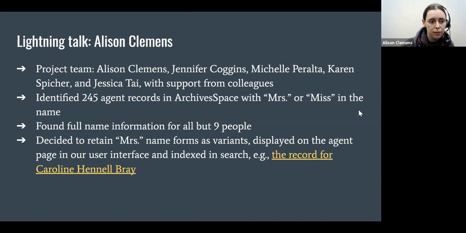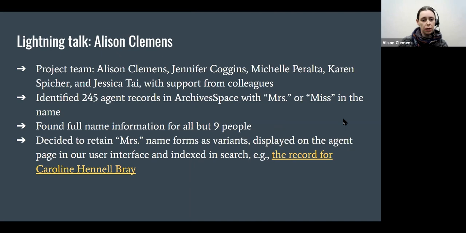So I'm just going to talk briefly about a project that Yale's Reparative Archival Description Working Group started in the spring of 2020 as we were seeking additional remote work. The team right now includes myself, Jennifer Coggins, Michelle Peralta, Karen Spiker, and Jessica Tai, and we've had a lot of support from colleagues, particularly our data expert colleagues here at Yale.